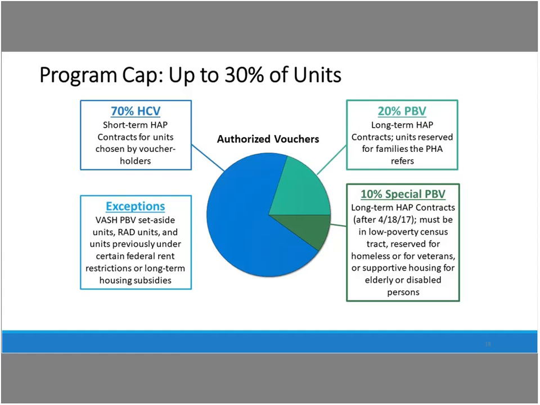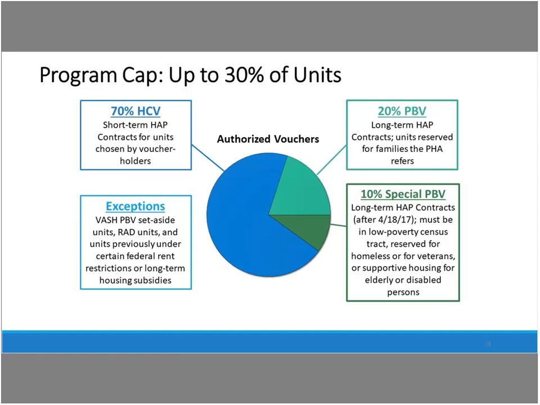So simple math, 30% of your overall program can be awarded through a project-based voucher contract, leaving 70% available for your more standard Housing Choice Voucher program that's awarded to residents who use that money to seek out a unit on their own. There are some exceptions to this.